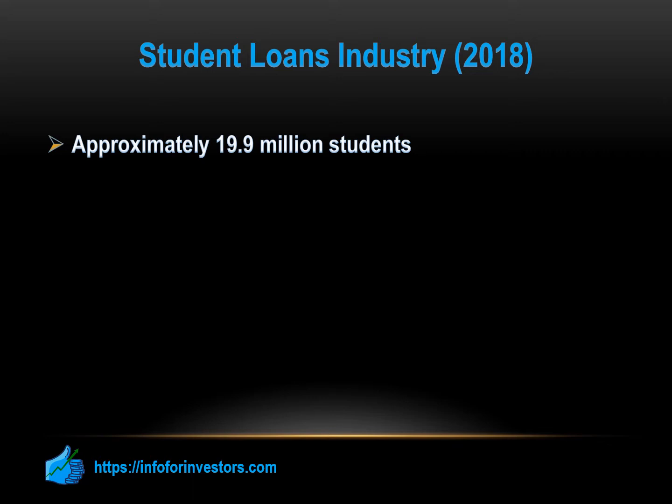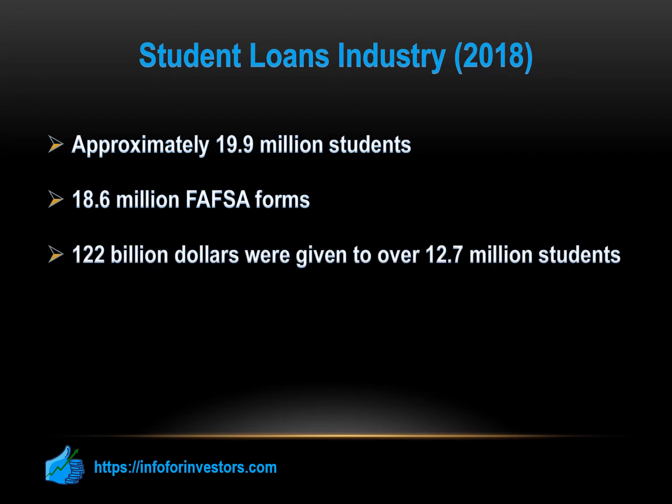When looking at these numbers, it's also important to note that there were approximately 19.9 million students taking classes at over 6,000 colleges during the fall semester of 2018, and the federal government processed over 18.6 million FAFSA forms. From that, over $122 billion were given to over 12.7 million students in the form of loans. When divided out, all those students, nearly 45 million, have payments that average around $393 a month.